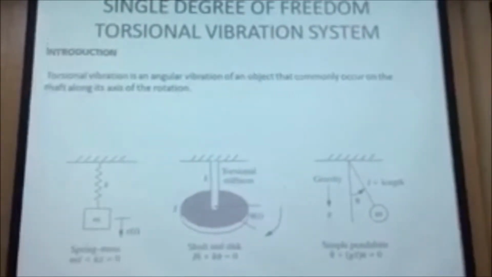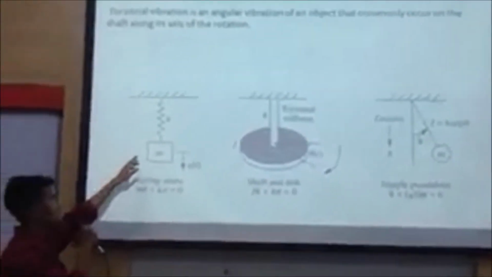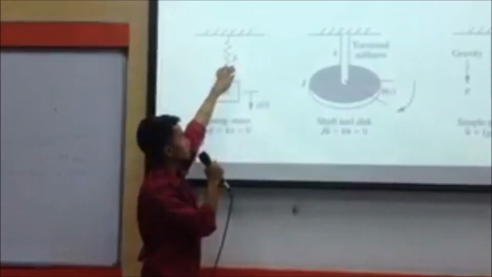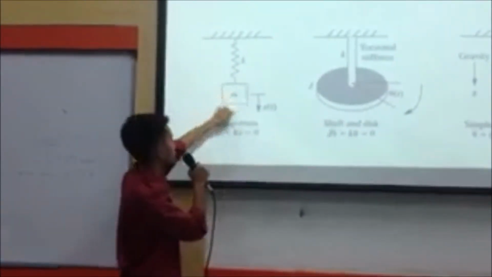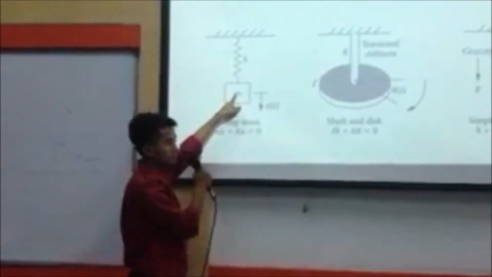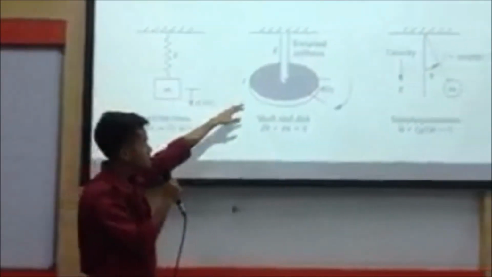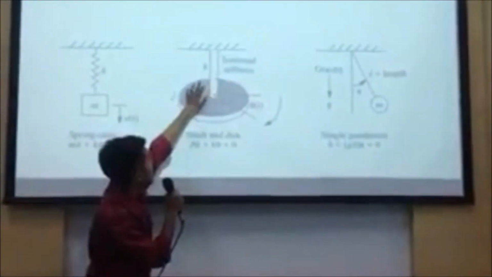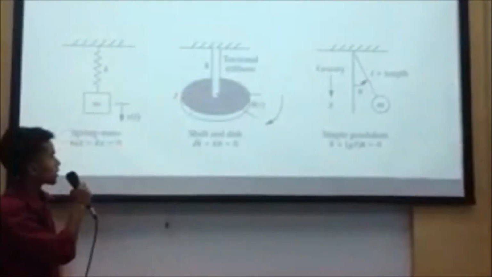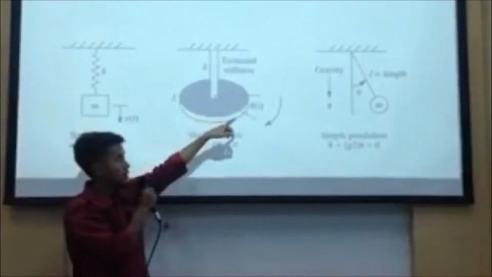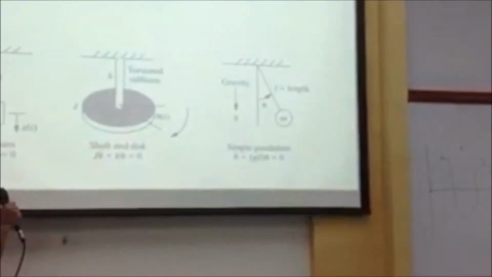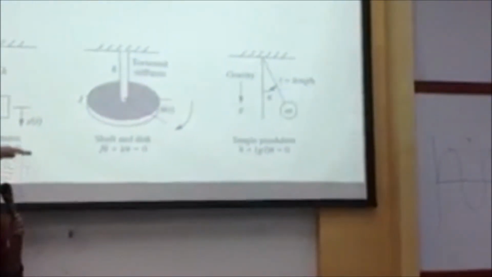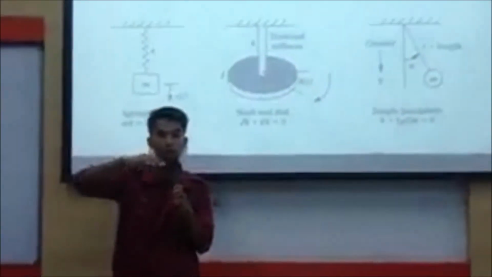For the first picture, we can see this is a spring, K is the stiffness, and this is a mass, denoted by M. And for the second picture, this is a shaft, K is the torsional stiffness, and this is the rotor disc. And the last picture is the displacement angle when we pull down the flywheel.